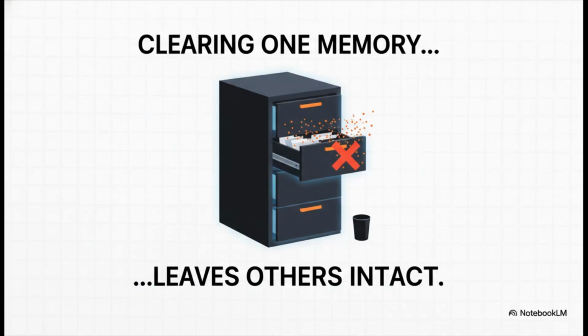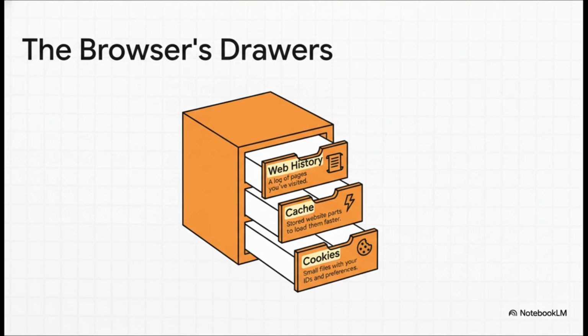And that filing cabinet has multiple separate drawers. Forgetting what's inside one of those drawers doesn't do a thing to what's in the others. So you've got these different drawers for different jobs. One is for your web history, the actual list of pages you visited. Another is for the cache, which helps websites load faster. And then there's a really important one, a drawer for cookies, which holds onto your IDs and preferences.